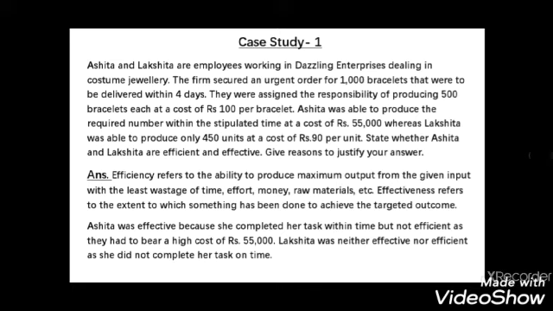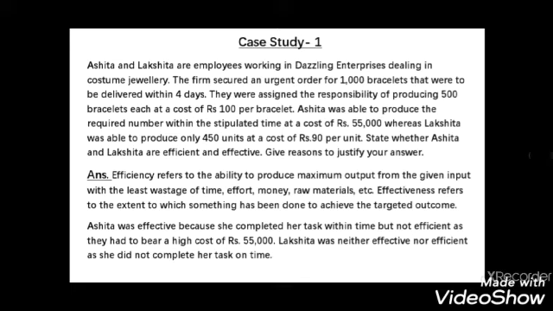Now, if we discuss the answer, efficiency refers to the ability to produce maximum output from the given input with the least wastage of time, effort, money, raw material, etc. Whereas effectiveness refers to the extent to which something has been done to achieve the targeted outcome. So in this case, Akshita was effective because she completed her task within the given time.